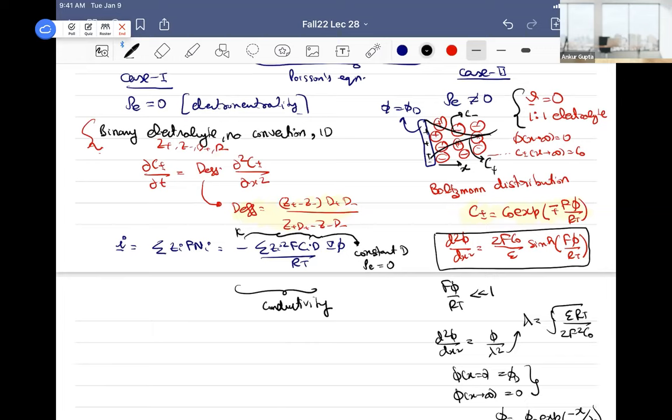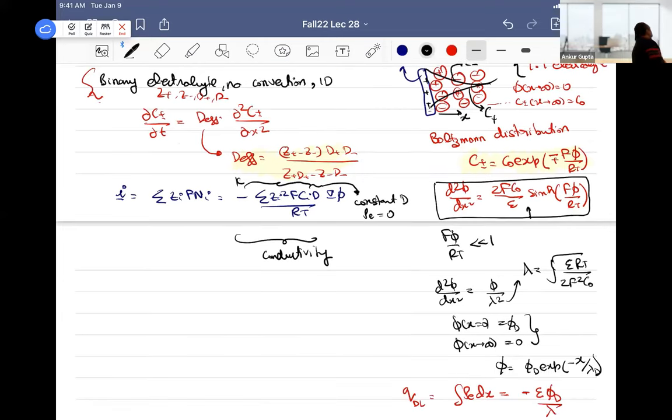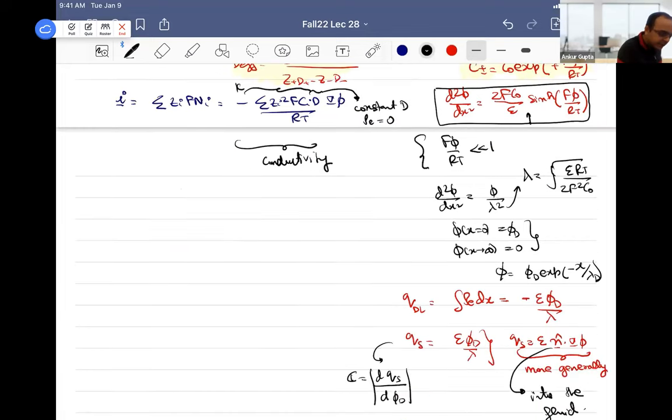Boltzmann distribution is essentially a balance of diffusion and electromigration. We derived this equation and got to this point, which is known as the Boltzmann equation. And for small potentials, we showed how this equation yields a Debye length.